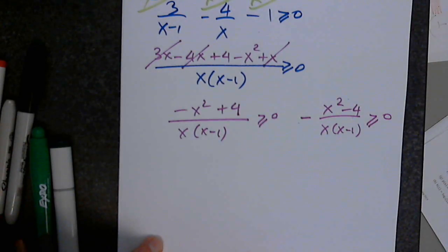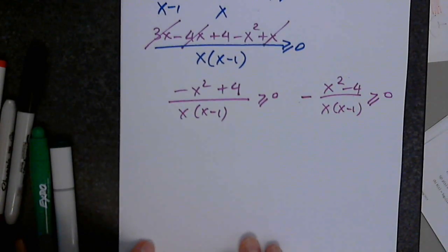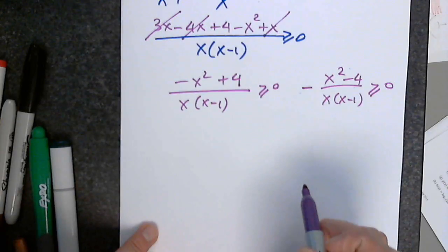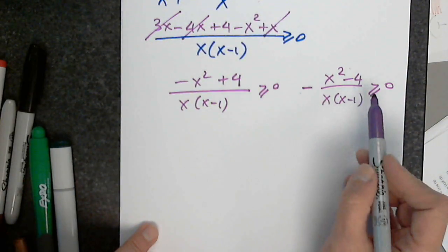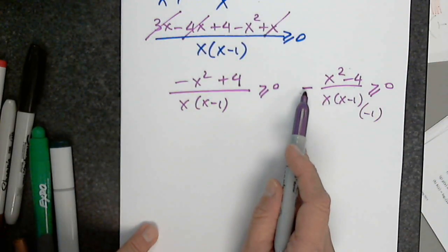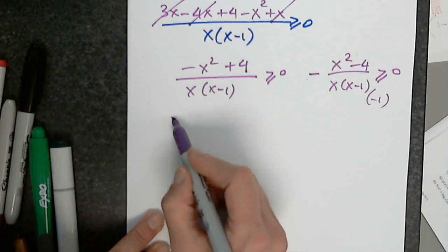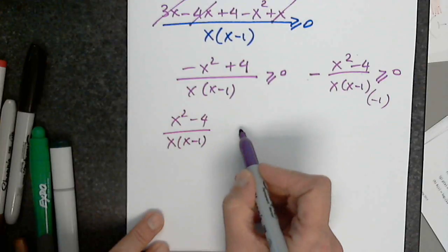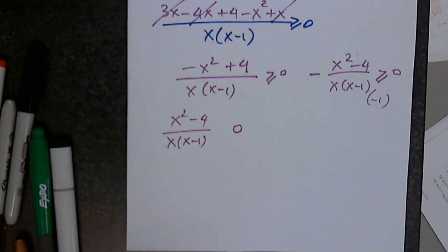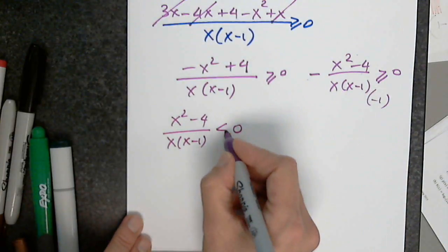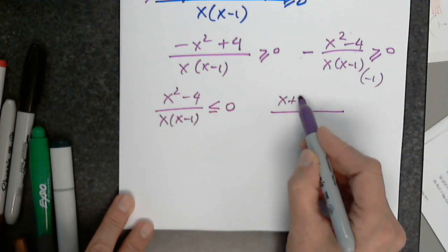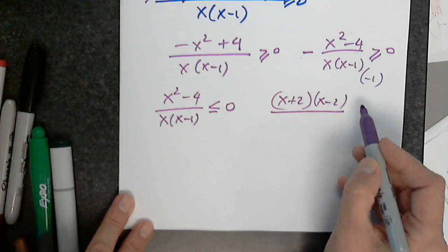Do we need to do the top? Yes. The keywords are factor, simplify, factor, and simplify. However, I would like to multiply both sides by negative 1 because I don't want to worry about this. So then I have x squared minus 4 over x minus 1. What happens now to the sign? Yes. And now I can factor the top. How? x plus 2 and x minus 2. Very good.